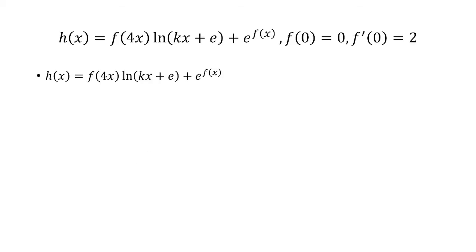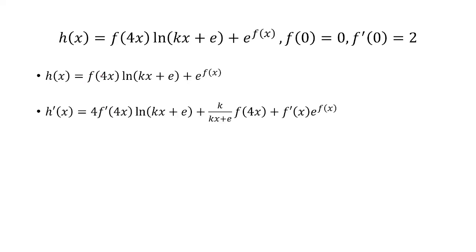So let's first take the derivative. For the derivative, we need to use a product rule. So the derivative of f of 4x is 4 times f prime of 4x, and then we're going to multiply that by the natural log, plus, now take the derivative of natural log. That's going to be 1 over the entire inside, which is kx plus e, times the derivative of kx plus e, which is k. And multiply that by f of 4x.